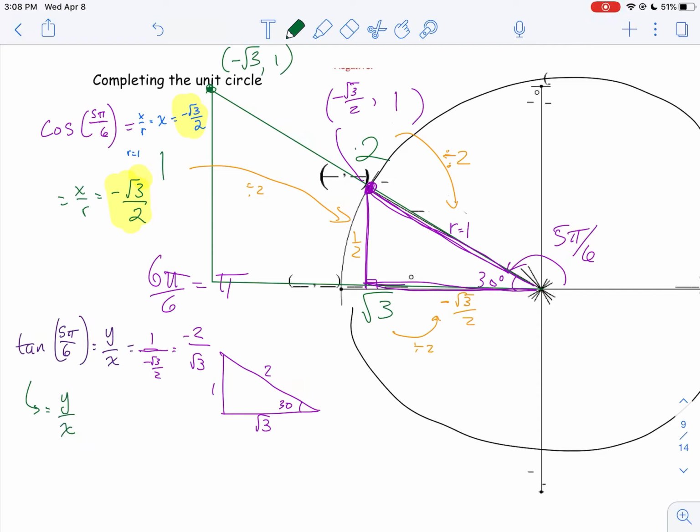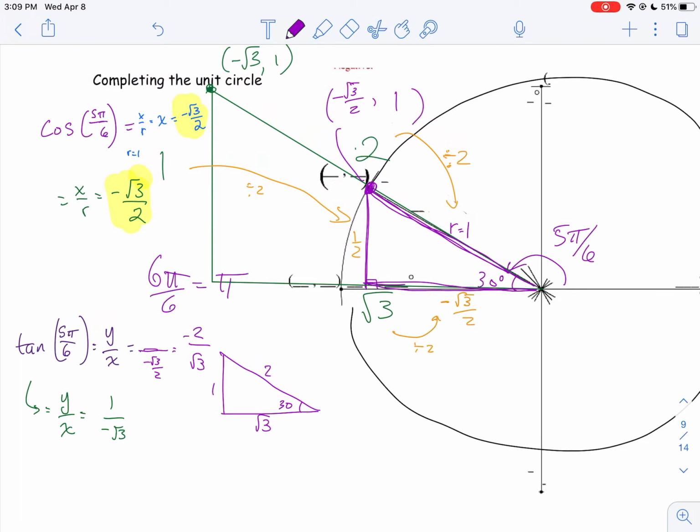If you use the green triangle there, your definition is still y over x. But with the green triangle, the big triangle, you can see y is 1. X is negative square root of 3 here. So you get 1 over negative square root of 3. And we've got an issue, right? Those things should be the same. I see my problem. Do you?